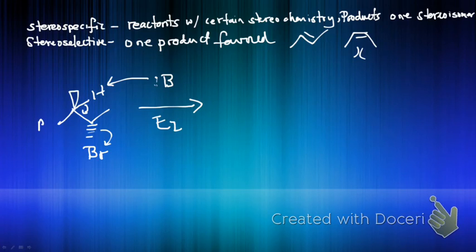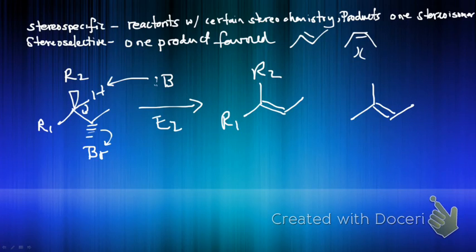And I'm going to call this R1, and I'm going to call this R2. So those could be any groups as long as they're not the same, okay? Now, so you get a product, and it turns out the product might look like this. Or it might look like this. So which product you get actually is determined by the mechanism of the reaction.